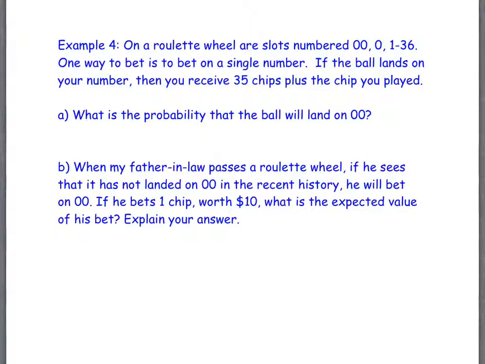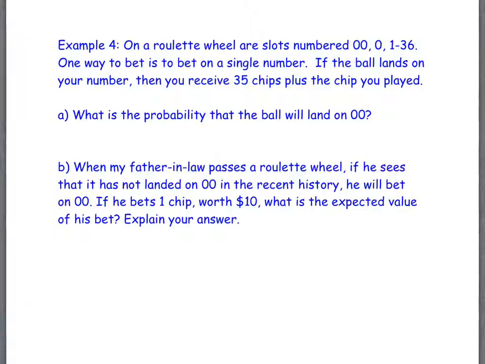If the ball lands on your number, then you get 35 chips plus the chip that you played. So you give them one chip. If you don't land on your number, you lose your chip. If you land on your number, they give you your chip back and they give you 35 more chips. Do you have a picture of what visually is going on?